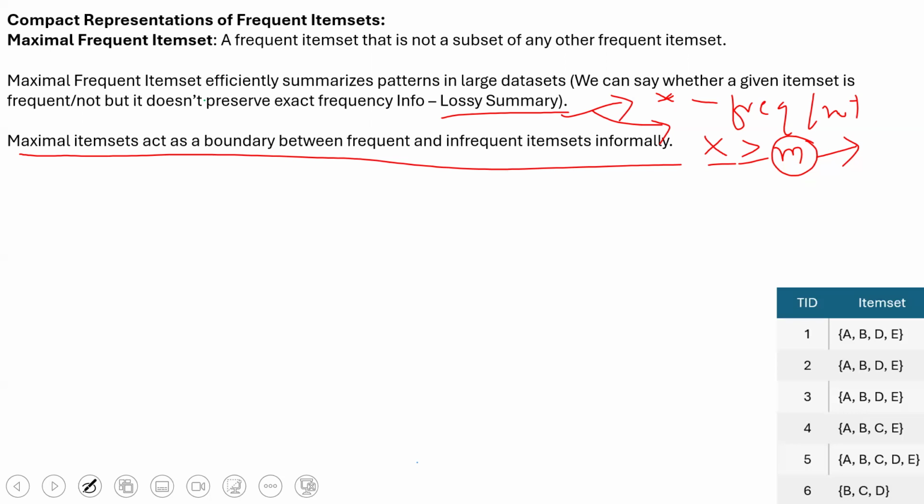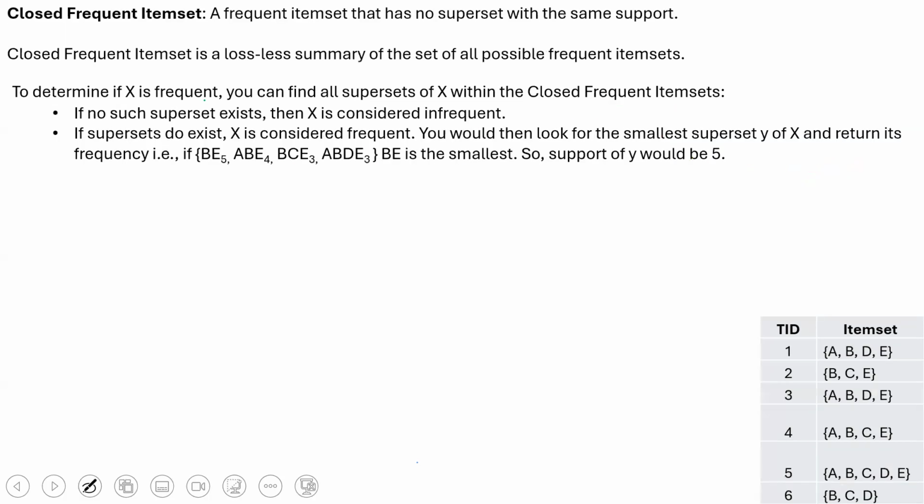As we were not able to exactly specify the support of the given item set, we call that lossy information, because we are losing the support information of that item set. So it's a compact representation of the whole set of frequent item sets. Maximal frequent item sets act as a boundary between the frequent and infrequent item sets, informally. Okay, that's all about maximal frequent item sets.